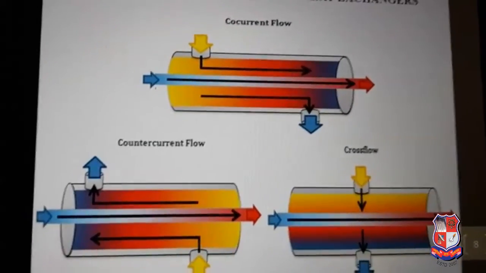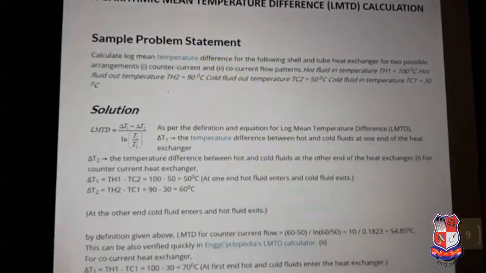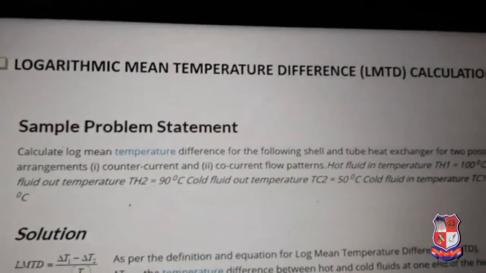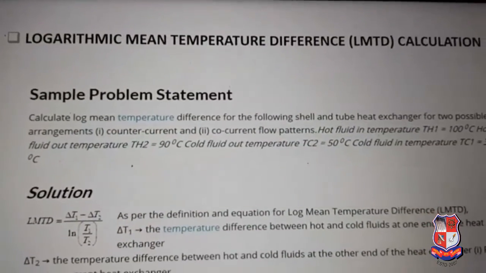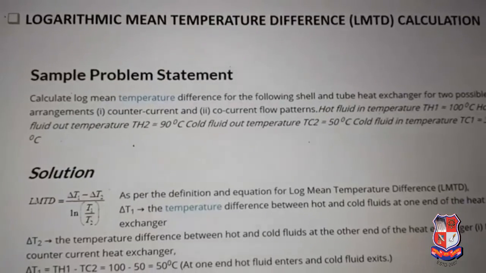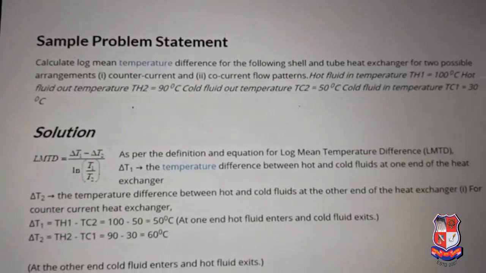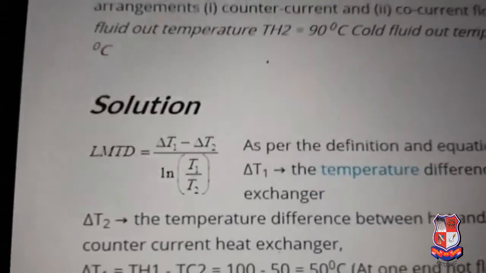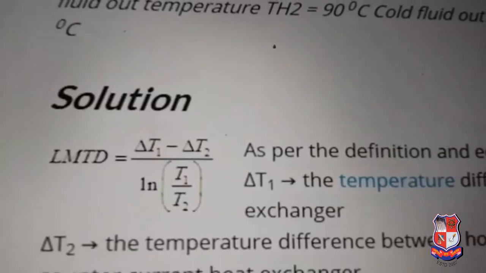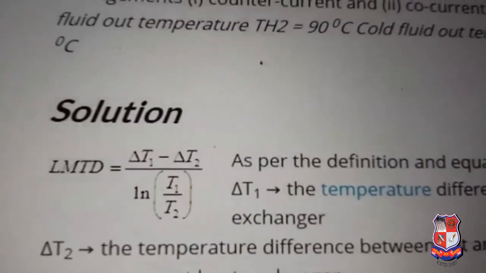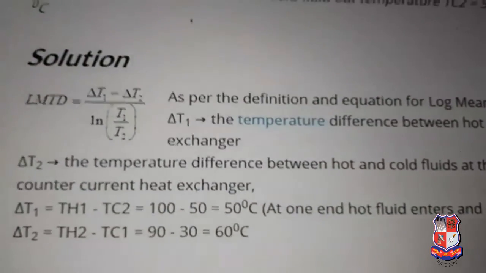Now we'll move to the concept of LMTD. What is the full form of LMTD? It is log mean temperature difference, or logarithmic mean temperature difference. It is very important for evaluating the efficiency of a heat exchanger. As you can see in the slide, the formula of LMTD is (delta T1 minus delta T2) divided by ln(delta T1 upon delta T2). Just keep in mind that this formula will always remain the same for both co-current and counter-current.